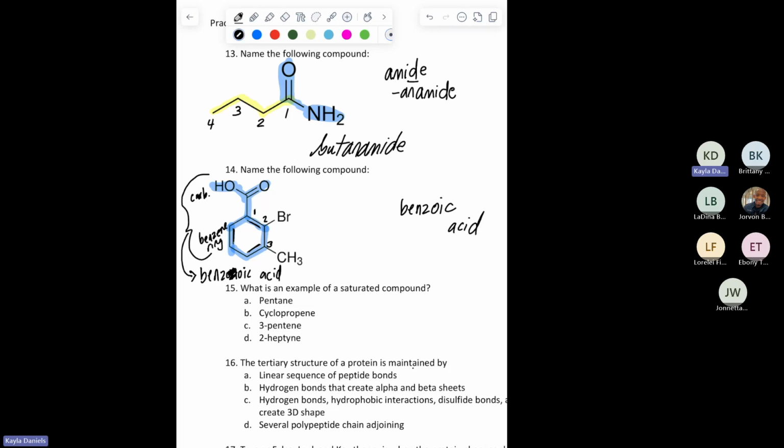Now I need to take care of these branches. So I have a Br branch, which is just a bromo. So I have a bromo branch at 2 and then a methyl branch at 3. I always list the alphabetical one first. So I'm going to list the 2-bromo first. So 2-bromo, 3-methyl benzoic acid.